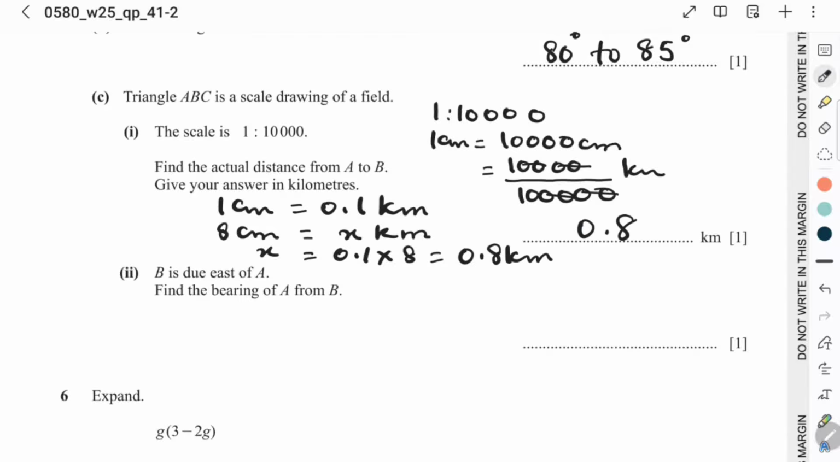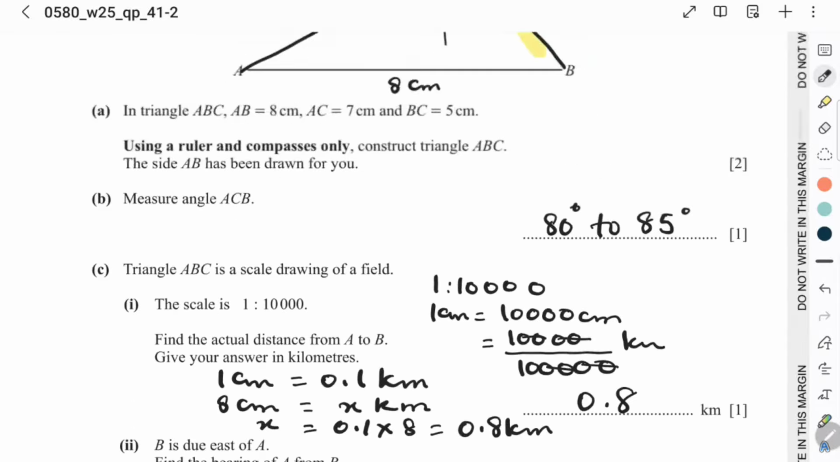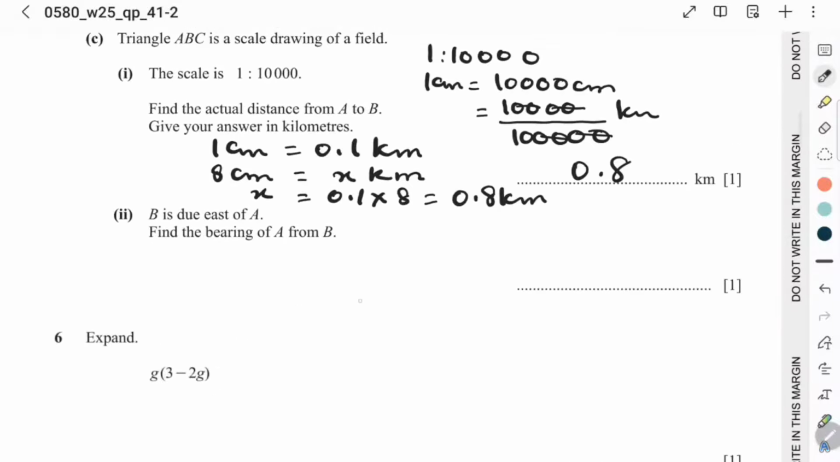B is due east of A. Find the bearing of A from B. So if B is due east of A, you will have to find the bearing of A from B. So obviously it will be equals to 270 degrees.